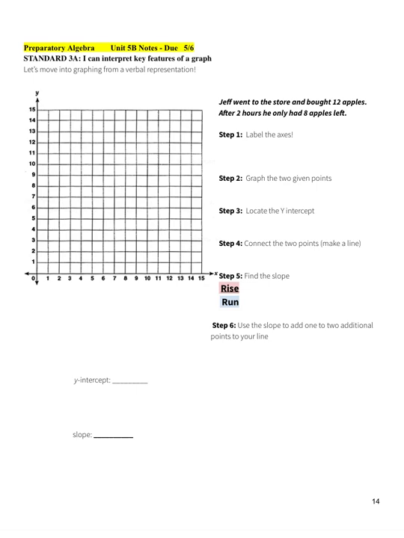Jeff went to the store and bought 12 apples. After 2 hours, he only had 8 apples left. So the first thing is we're seeing what two things we're comparing. And remember, we have our X and our Y. So we're looking at apples and hours. And remember, we said when we have hours, that is typically our X, our independent variable, because the amount of apples depends on the number of hours.